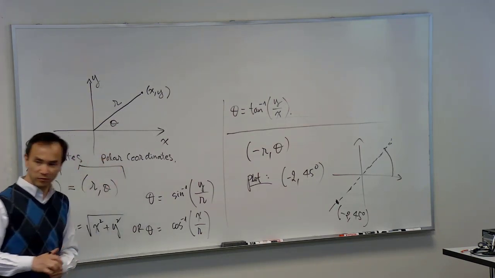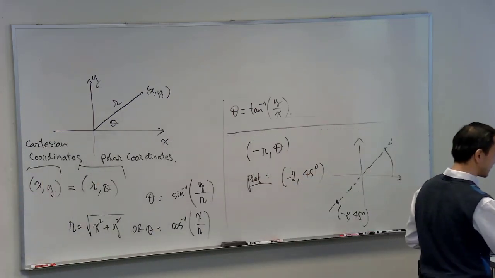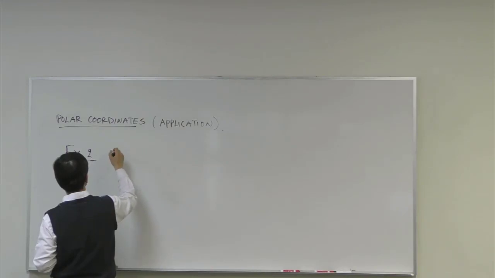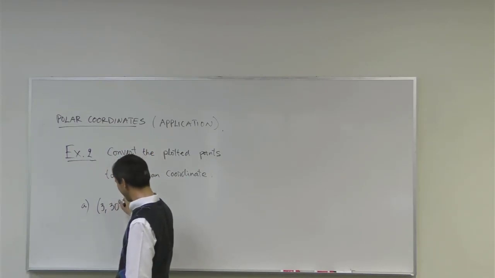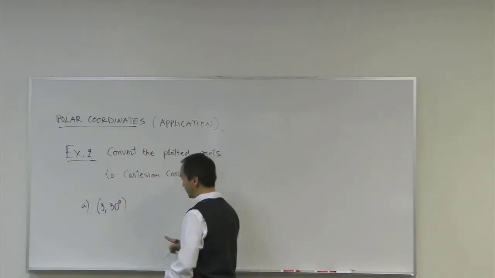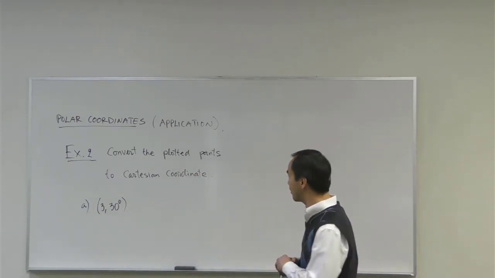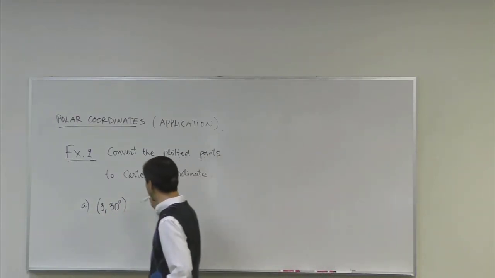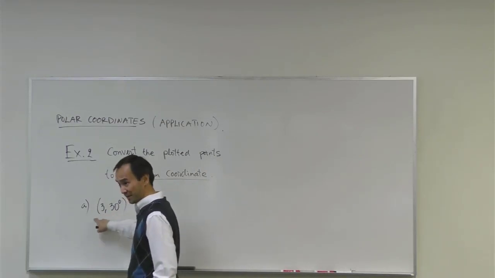So from what we've learned here, let's look at example 2 right here. Where we convert 3, 30 degrees. So that point right here, we plotted that in the polar coordinates, right? So it was already plotted. Now we want to convert this to Cartesian coordinates. So keep in mind that these are not x and y.